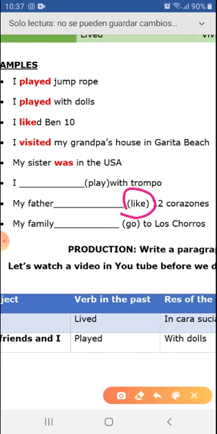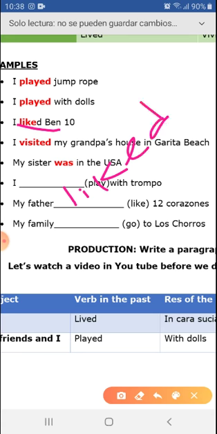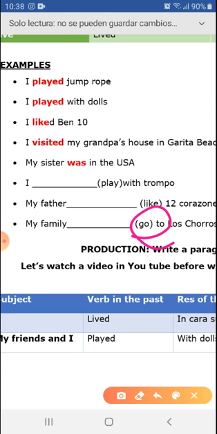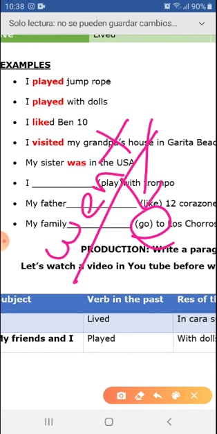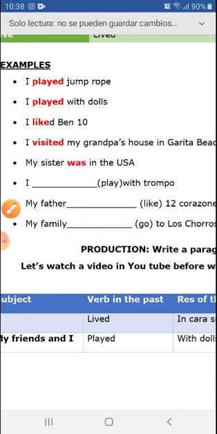My father, y tenemos like 12 corazones. Yes? Remember, es un verbo regular, regular verb, in the past, en el pasado, debe terminar con ed. My father liked 12 corazones. Yes? My family go. ¿Cuál es el pasado de go? ¿Cuál es la forma regular de go? Okay. The irregular verb, el verbo irregular, go, en pasado, in past, se escribe went. Yes? Went. So, my family went to Los Chorros. Yes? My family went to Los Chorros.